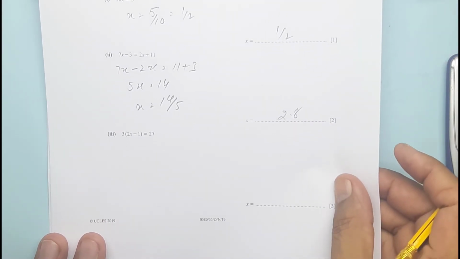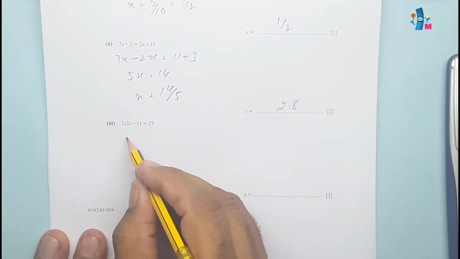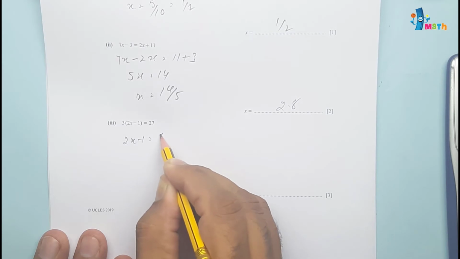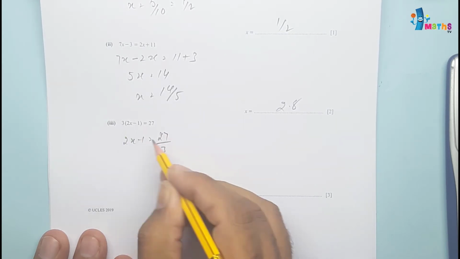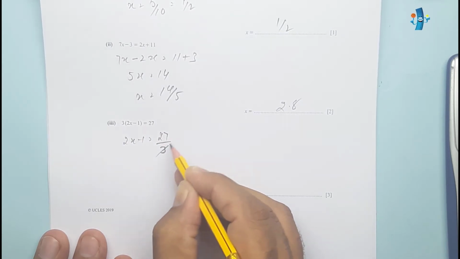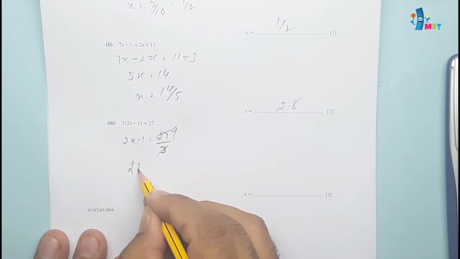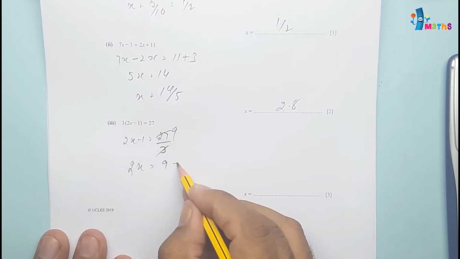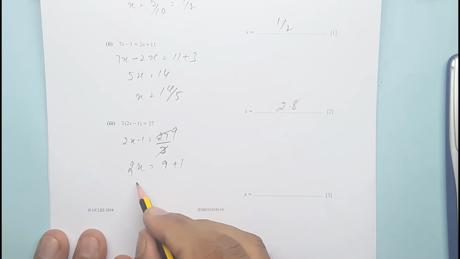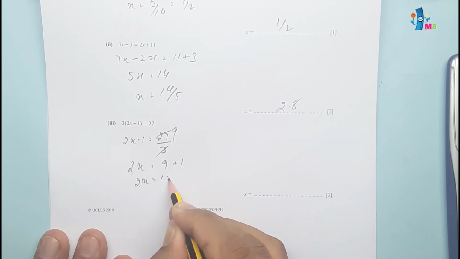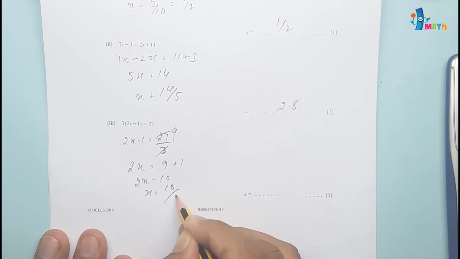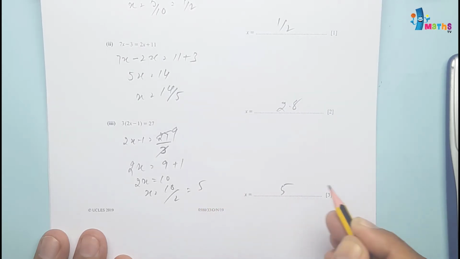Now this third part, 2x minus 1 is equal to 27 over 3. We can shift this as denominator. 3 9s are 27. So 2x is equal to 9 and plus 1. We have shifted minus 1 to this side. So 2x is equal to 10 and x will be equal to 10 by 2, which is equal to 5. So our answer will be 5.